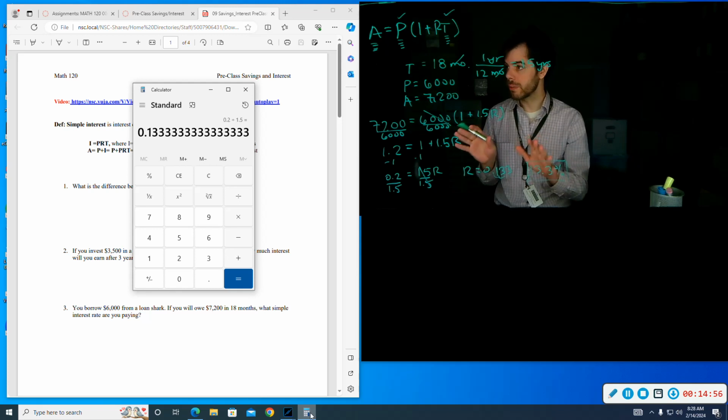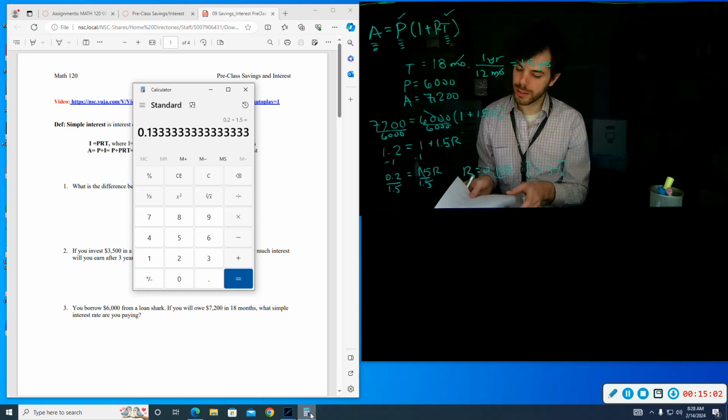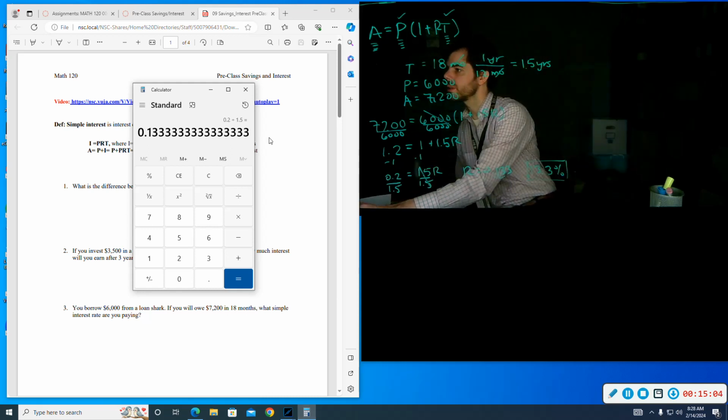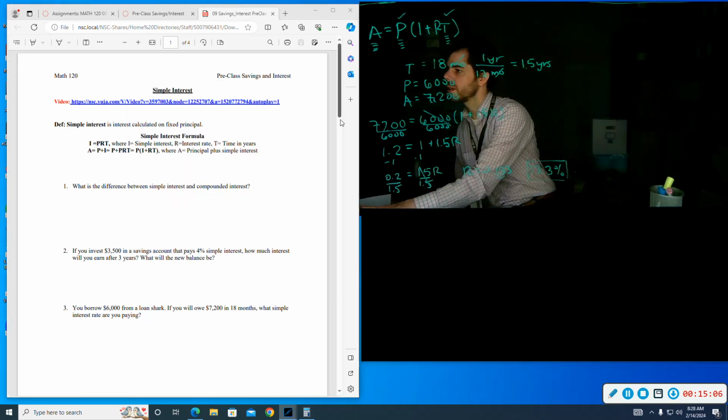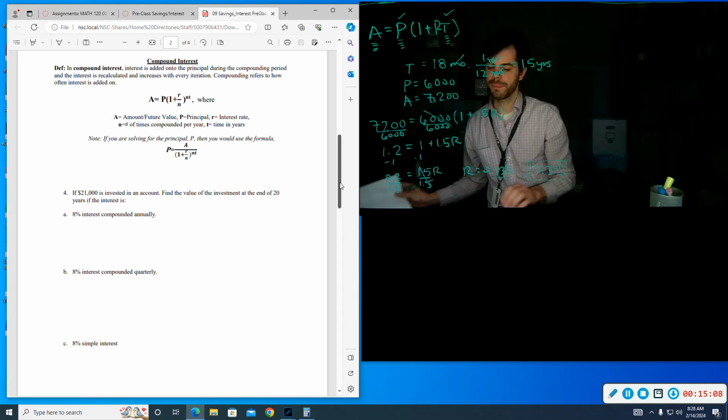We learned how simple interest works. It's just a simple percentage, a simple ratio. Now let's go to the next page. Let's talk about compound interest. Now we're going to see where this difference arises from.